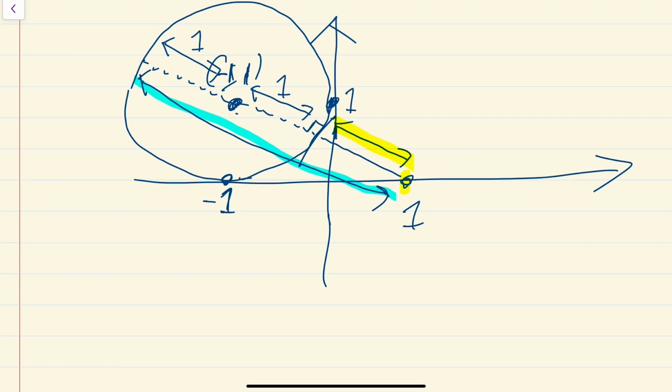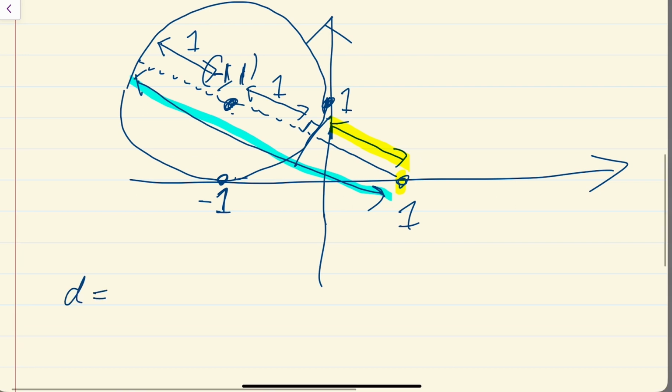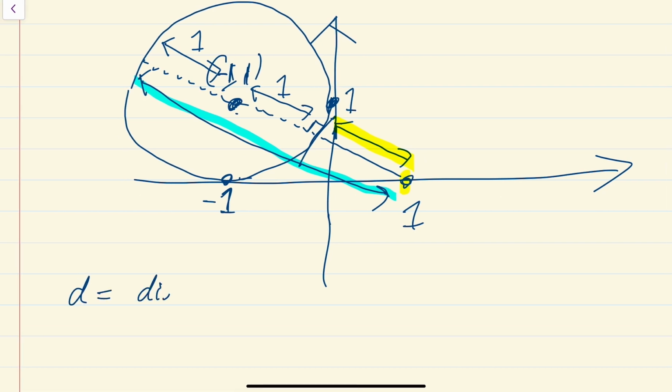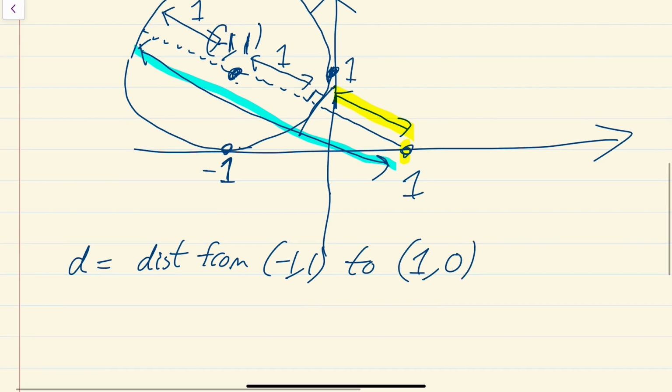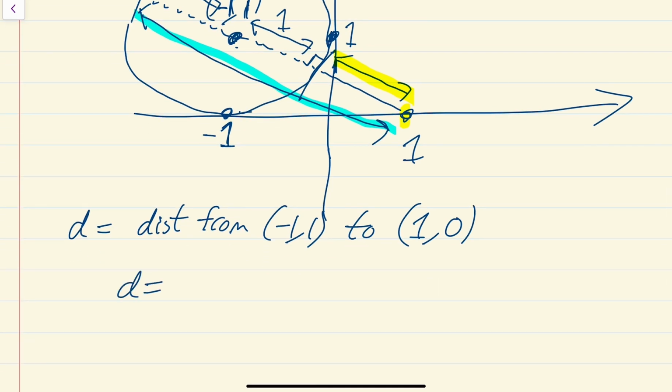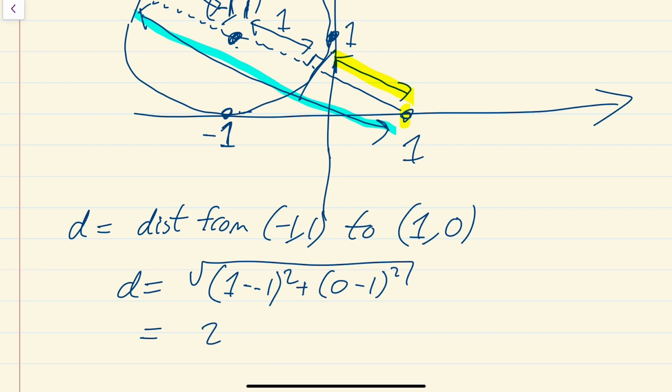So what I'm going to do is find d, which is a distance. d equals the distance from minus 1, 1 to 1, 0. I can do that using my distance formula. So d is equal to the square root of the x difference squared plus the y difference squared. So 1 minus minus 1 squared plus 0 minus 1 squared, and that's just 2 squared plus 1 squared, which is 4 plus 1, which is root 5.